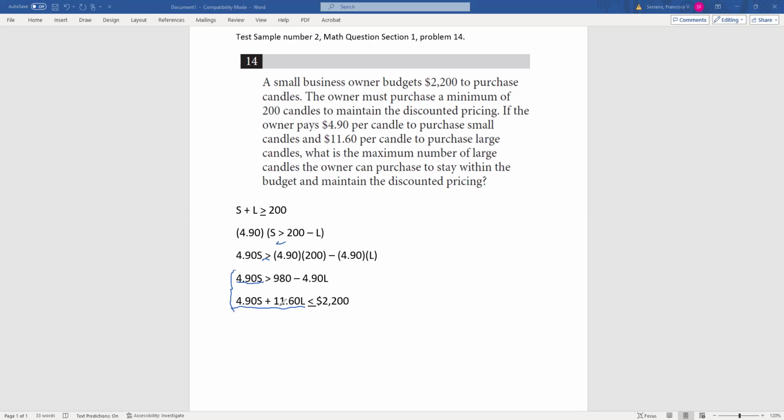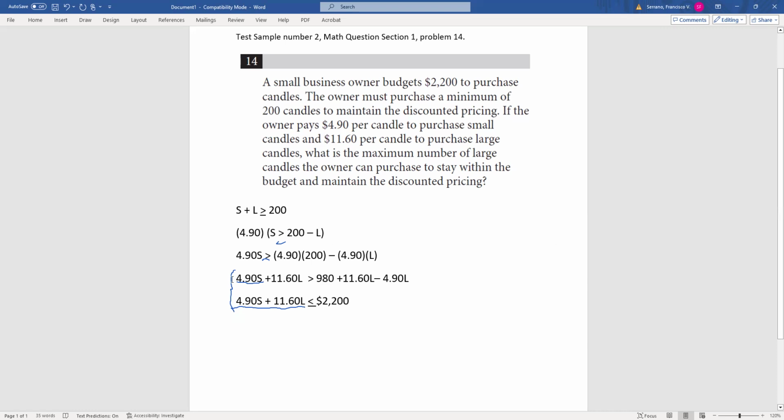So I need to add here to the left of my greater than sign plus 11.60 L. But what does that mean? That means that here on the right side of this symbol, just like an equation, on both sides, I need to now add, and I'm going to add it right there, plus 11.60 L.